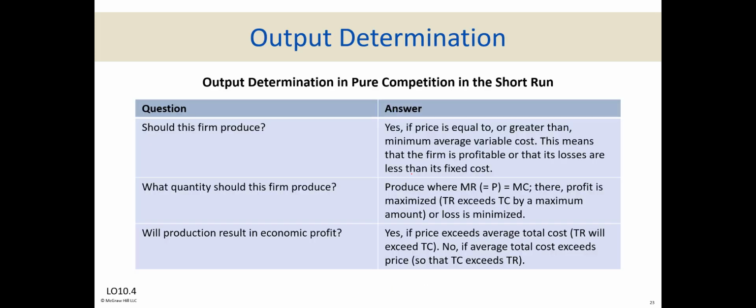To determine the optimal output, the firm must answer 3 questions, as we said. Should the firm produce? Yes, if the price is greater than or equal to average variable cost, the firm should produce in the short run. What quantity should be produced? Produce where marginal revenue equals marginal cost. And the third question is, will the firm earn an economic profit? Yes, if the price is above the average total cost curve, then it makes a profit, otherwise it makes a loss, and we need to find the loss minimization point by again checking MR equals MC.